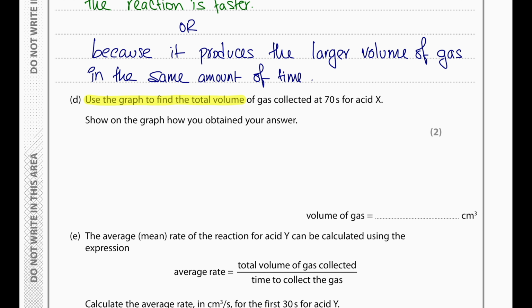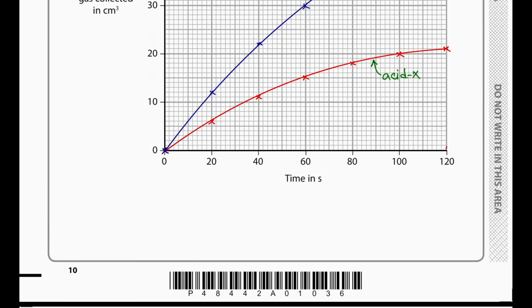Use the graph to find the total volume of gas collected at 70 s for acid X. So we need to find the total volume of gas collected for acid X at 70 seconds. We also need to show the method that we have used to obtain it from the graph.